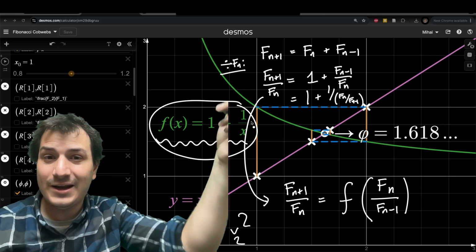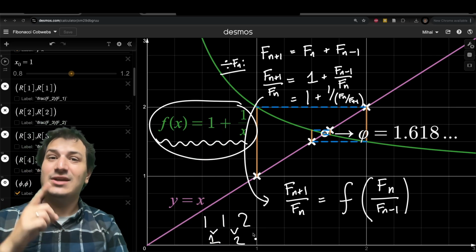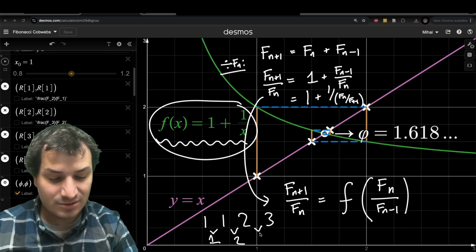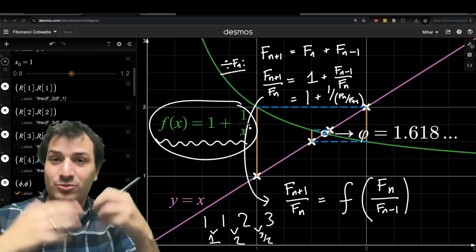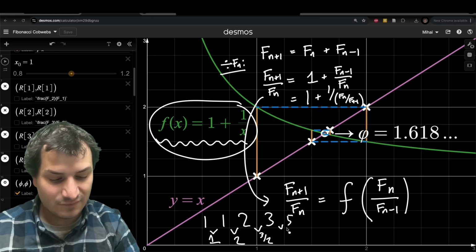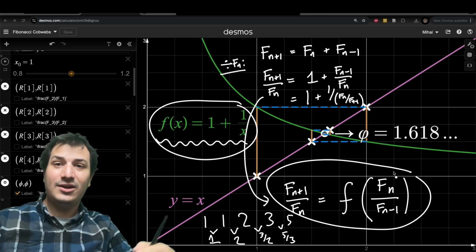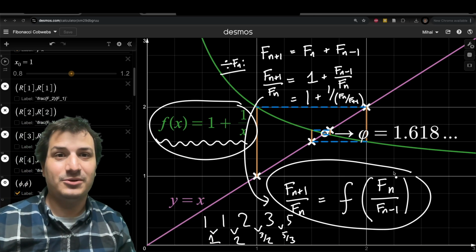1 plus 1 over 1 takes an input of 1 and outputs 2. If you take the input of 2, you'll get 1 plus a half, which will be the ratio of the next two numbers, which is 3 halves. And if you do 1 plus 1 over 3 halves, you'll get the next ratio, which is 5 thirds. So basically, we're taking this function f, and we're applying it over and over and over again. That will give us the ratios of the Fibonacci numbers.